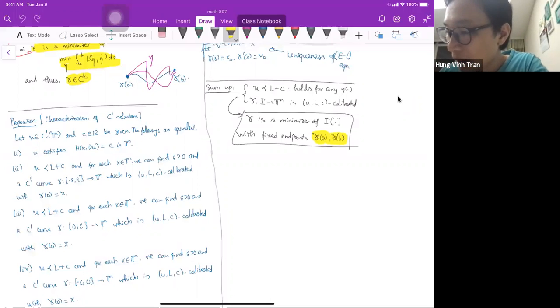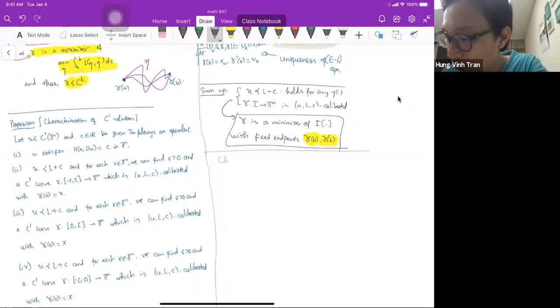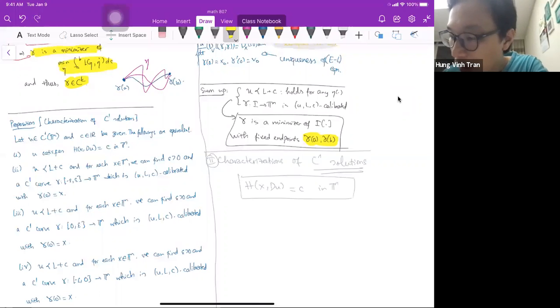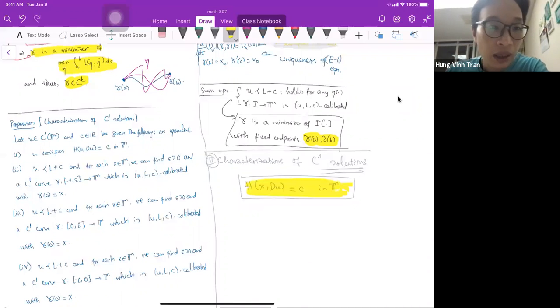Okay. So now the next one is about another important result. This is about the characterization of C1 solutions. That's the second point of the lecture today. Okay, so C1 solutions: again, our main object is still H(x, Du) equals c on the torus. That's the main object, and we want to see how we characterize solutions to this equation, again, given that things are C1. So let's see.